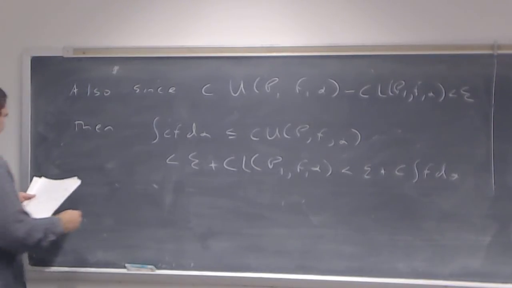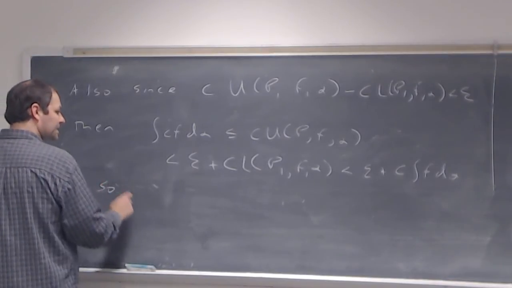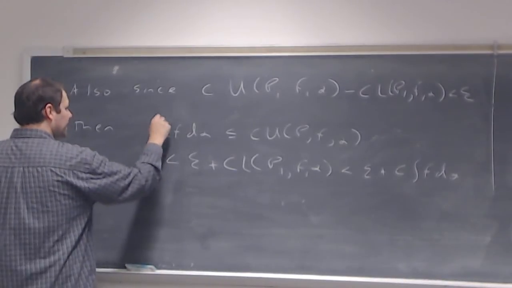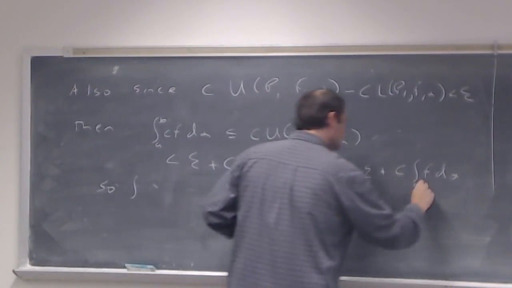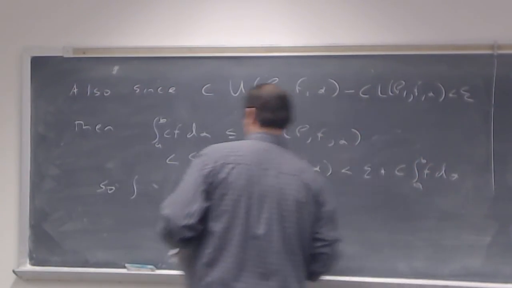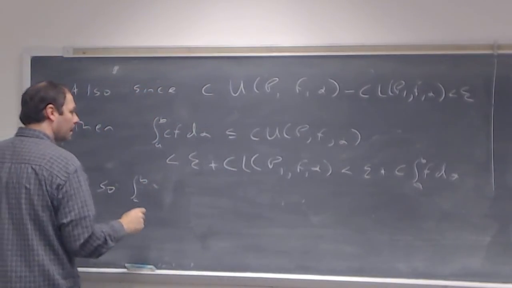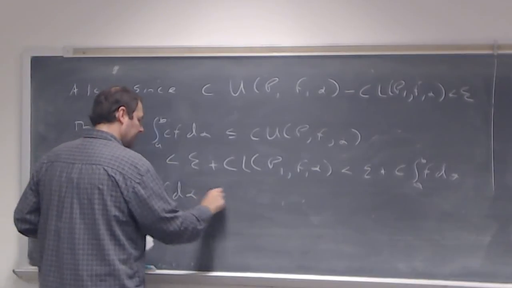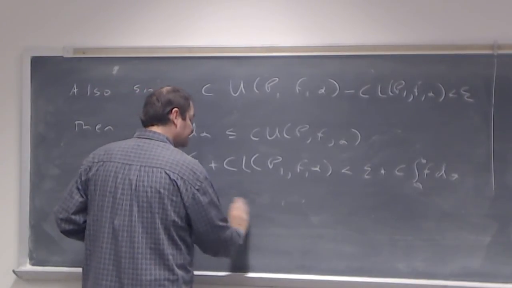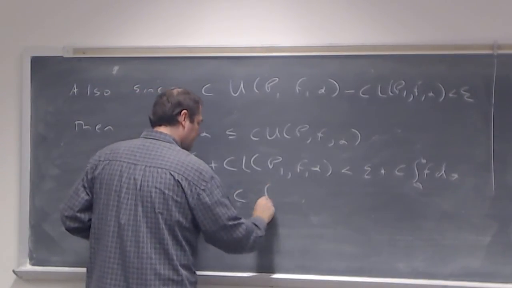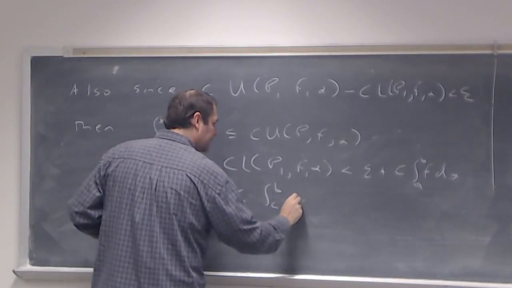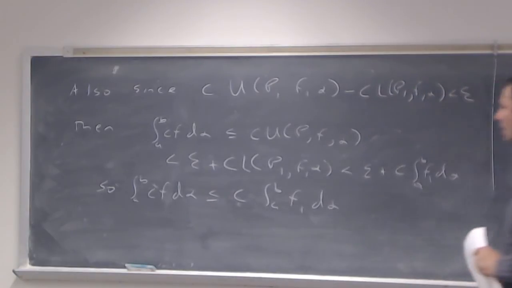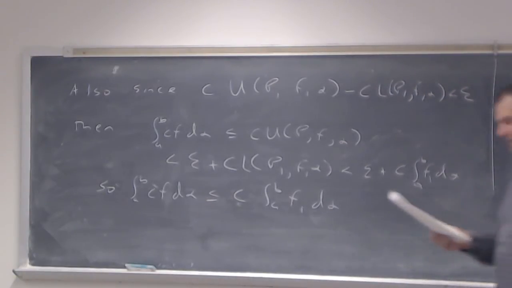So if we look here, this will tell us that the integral, I should have a to b here, c times f d alpha is going to be less than or equal to c times the integral from a to b of f sub 1 d alpha. It should be f sub 1. Okay, that's what we have.